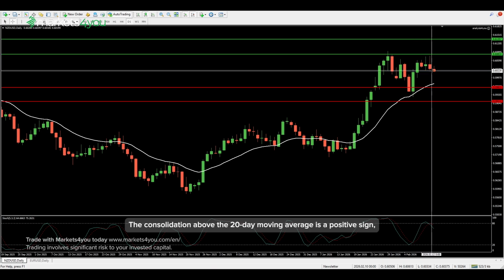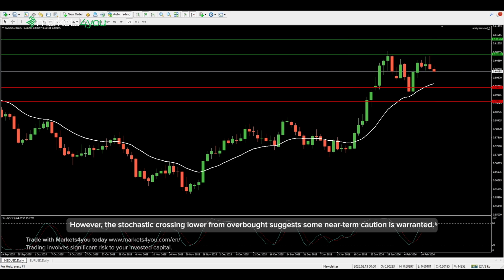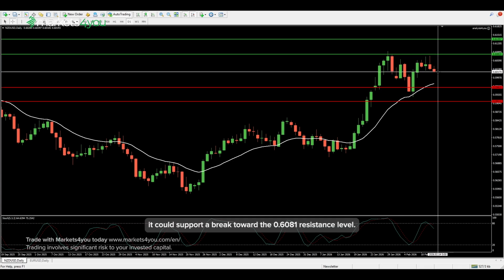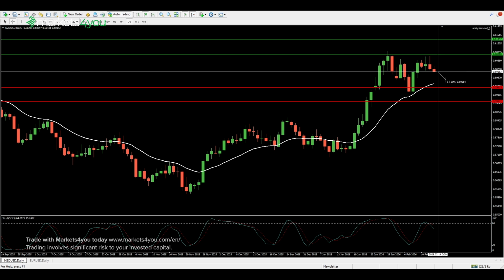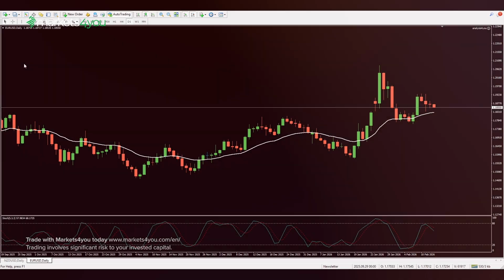The consolidation above the 20-day moving average is a positive sign, indicating the uptrend remains intact. However, the stochastic crossing lower from overbought suggests some near-term caution is warranted. If the RBNZ maintains a hawkish tone on Wednesday, it could support a break toward the 0.6081 resistance level. Conversely, a dovish statement could see the pair test the 0.5962 support and potentially the 20-day moving average.